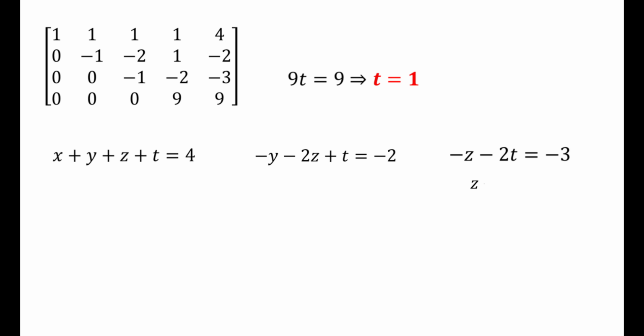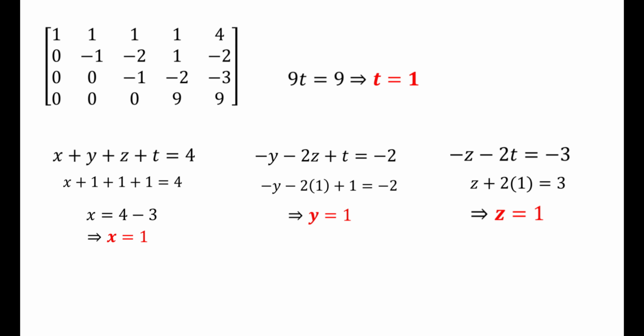Substituting t is equal to 1 in the third equation, we get z is equal to 1. Substituting these values in the second equation, we get y is equal to 1. And substituting all these values in the first equation, we get x is equal to 1. So that's the unique solution for this system. The solution can be easily verified by substituting these values in any one of the equations given in the question.